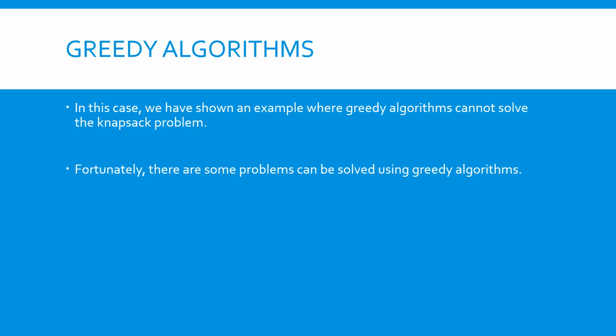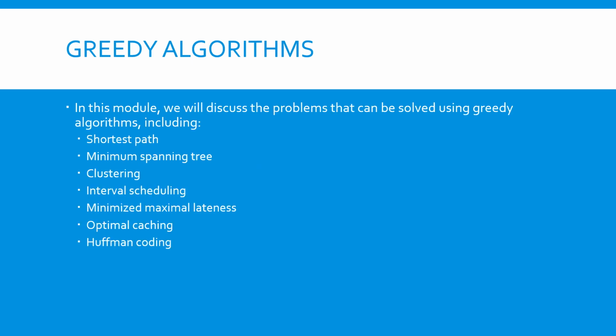Fortunately, there exist some problems that can be solved optimally using greedy algorithms. We will present some of these problems and their greedy solutions in the remaining videos of this module. The problems include the shortest path, minimum spanning tree, clustering, interval scheduling, minimized maximal lateness, optimal caching, and Huffman coding.